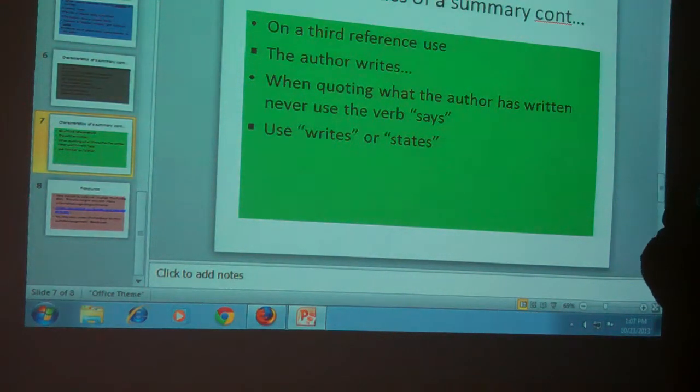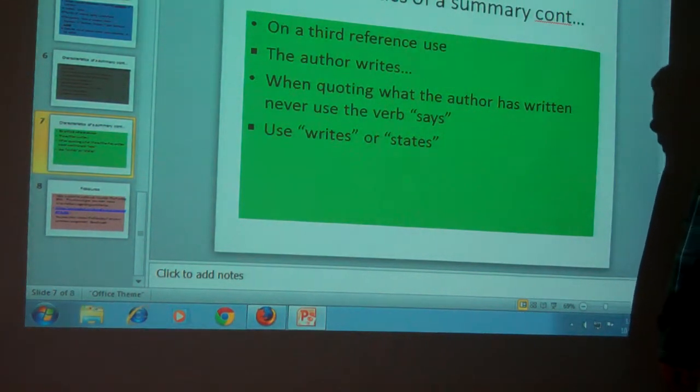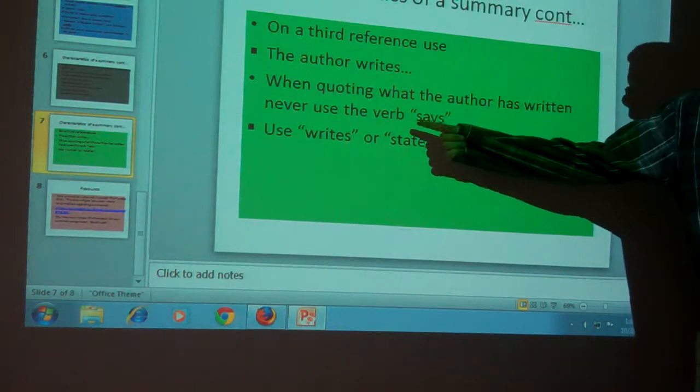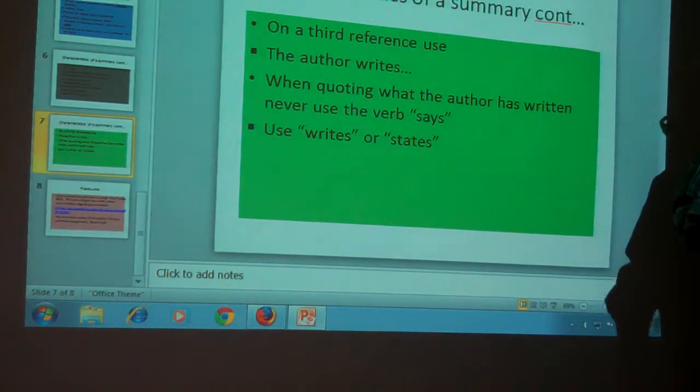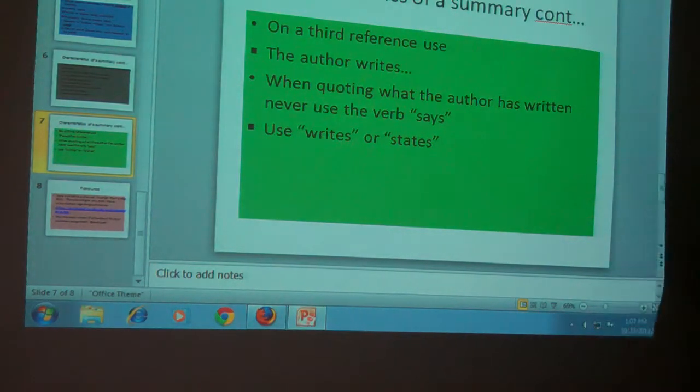When quoting what the author has written, never use the verb says. It's clear in a quote that this is what's being said, so you want to try to find a stronger verb. Writes, states, explains, insists. If they're making a persuasive argument, you could say argues, so on and so forth.